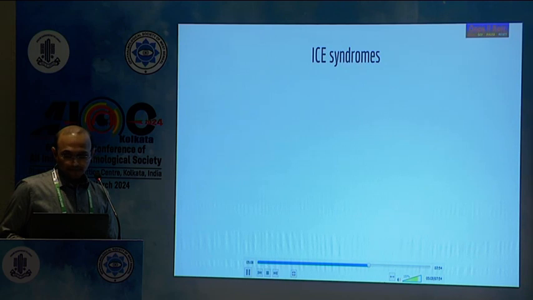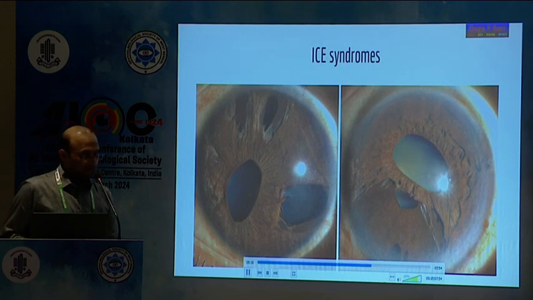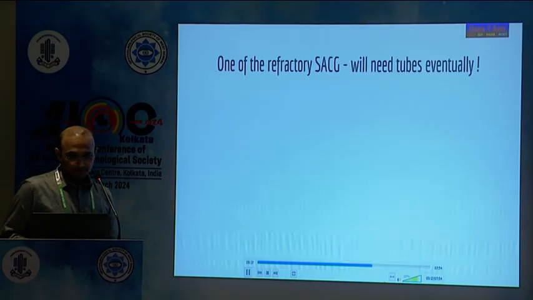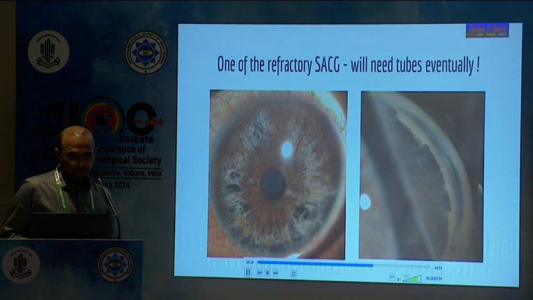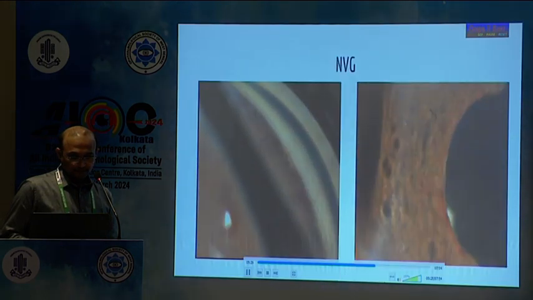ICE syndromes are one of the notorious causes for refractory angle closure glaucomas. The abnormal endothelial cells in these eyes eventually form a membrane, the contraction of which leads to high PAS. NVG is characterized by a fibrovascular membrane that gradually causes angle closure.